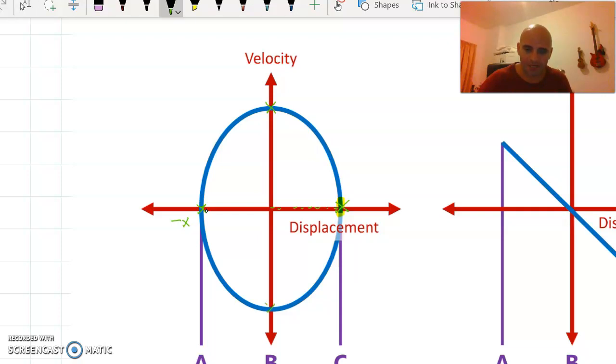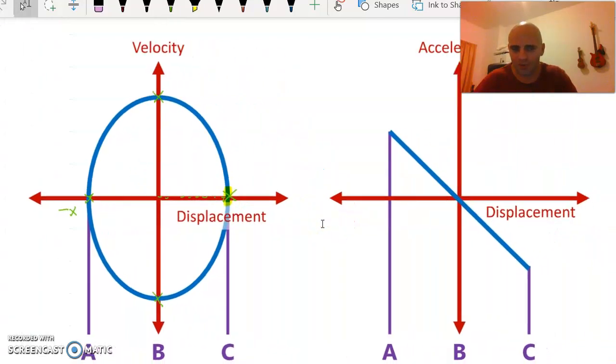It gets to a maximum negative velocity here when the displacement is zero. Okay, and then it continues on, but again decreasing in speed. That negative velocity gets smaller and smaller and smaller until it goes to zero back here again. Okay, and it just keeps going round and round and round. So hopefully you can kind of see how that works.